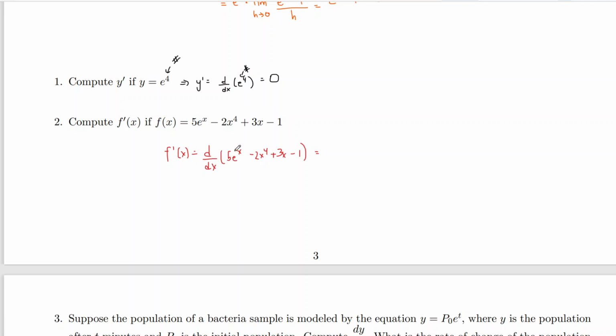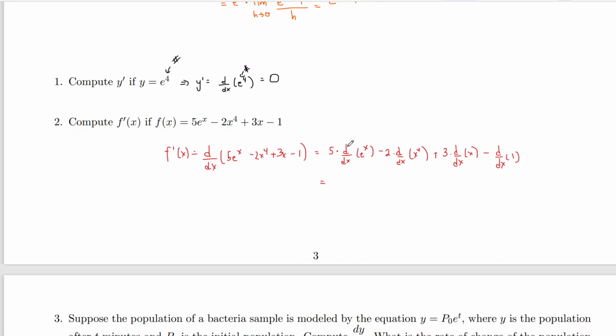Now, just because we have an e to the x doesn't mean we want to forget about our old rules. We still want to break up and do the derivative of each part and then take the numbers that are multiplying out front and put them in front. So for the first term, we're going to have a 5 in front of the derivative with respect to x of e to the x, minus 2 times the derivative with respect to x of x to the 4th, plus 3 times the derivative with respect to x of just x, and then minus the derivative with respect to x of 1.